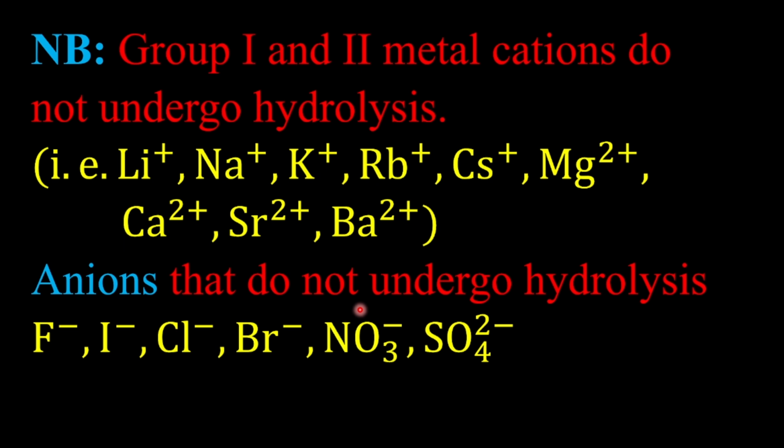Then we also have anions that do not undergo hydrolysis. So we have fluorine, iodine, chlorine, bromine, NO3-, SO4 2-. These ions do not undergo hydrolysis. So it simply tells you that when you have, let's say, a metal from here and an anion from here, and they combine, then the solution will become what? Neutral. So as we progress, you understand this.